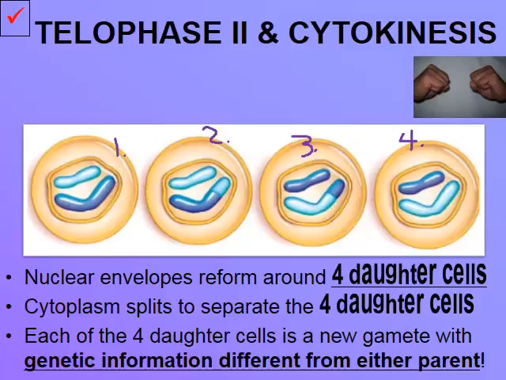So, since they each have a different combination, whichever one actually goes ahead and fertilizes the egg, or is fertilized by the sperm, is going to contain slight variations of the original parent.